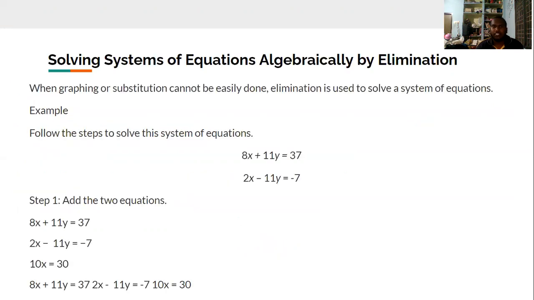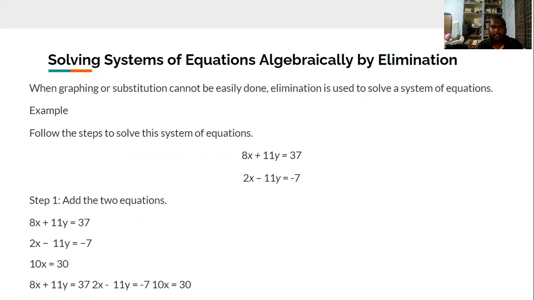Solving systems of equations algebraically by elimination. When graphing or substitution cannot be easily done, elimination is used to solve a system of equations. Example: 8x plus 11y is equal to 37, and 2x minus 11y is equal to minus 7.